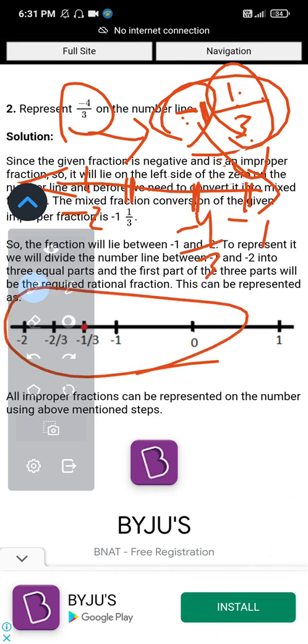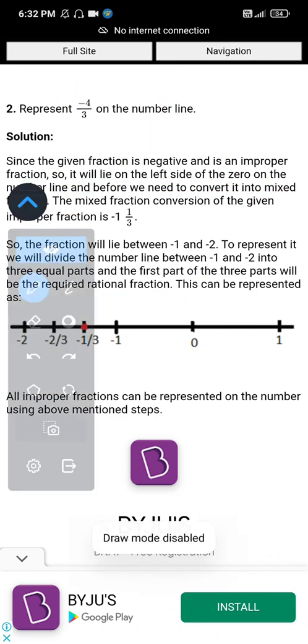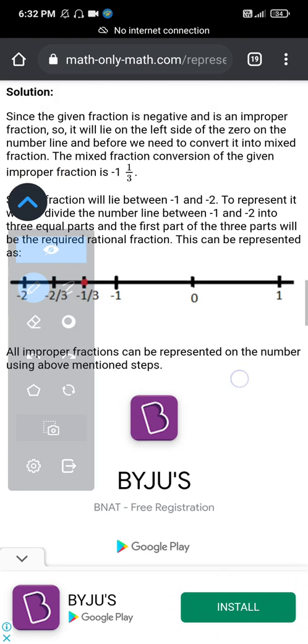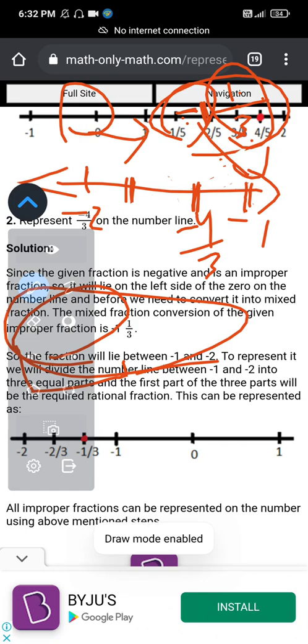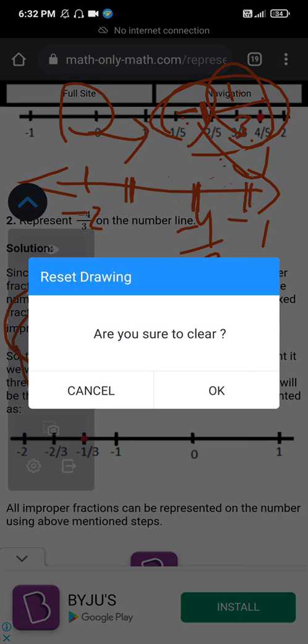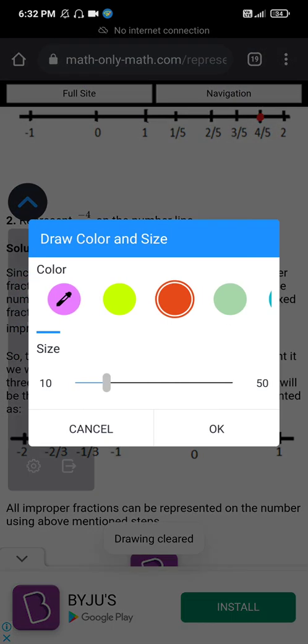This one is going to be minus 4 by 3, or minus 1 whole 1 by 3. See the example given here. Here they have taken only minus 1 and minus 2, and in between two parts, and the first part is the required position. So this is how you represent improper fractions on the number line. Even if you get any number, it's actually easier to mark, I hope.